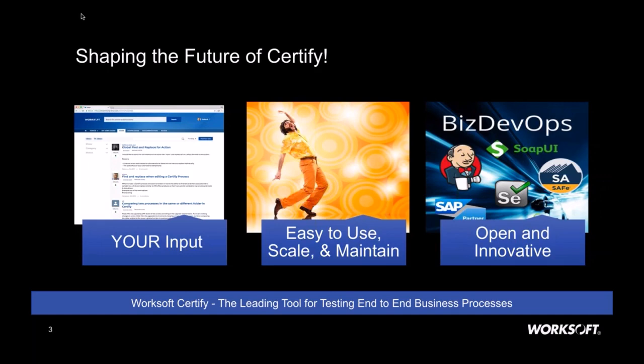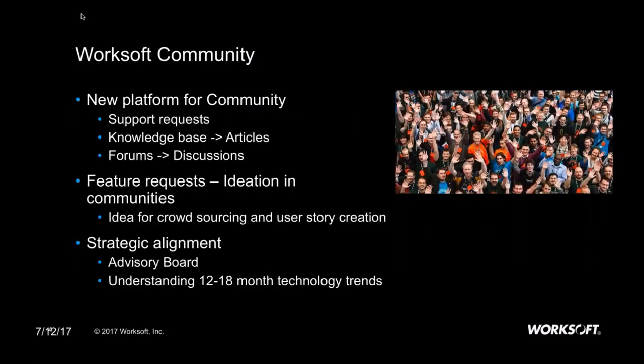And the last thing is how do we make sure we're very open and innovative? So making sure we're working with new versions of, say, Solution Manager, Selenium, Jenkins, SOAP UI, and looking a lot at how we complement a scaled Agile framework. These are the things we'll talk about in the webinar as new features.